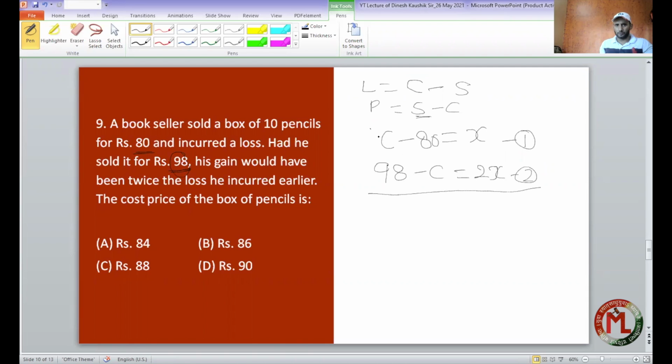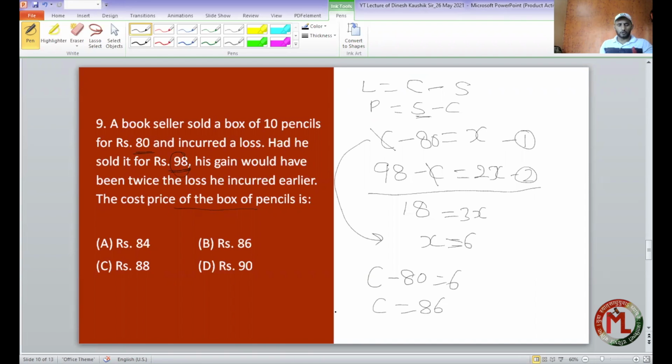So if you add these two equations, what you will get? This is 98 minus this, that is equal to 3x. So x will be equal to 6. X is equal to 6. We have to find the cost price. So substitute this in the first equation. So C minus 80 is equal to 6. So cost price will be 86. Very easy question. Okay, beta?